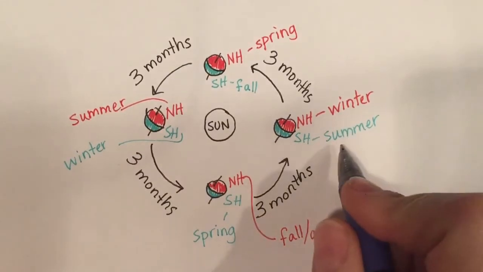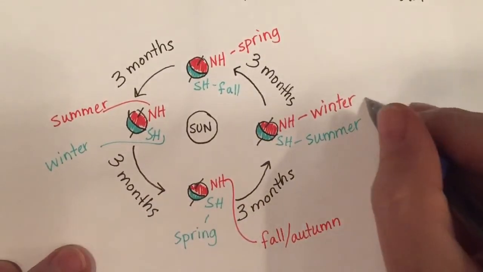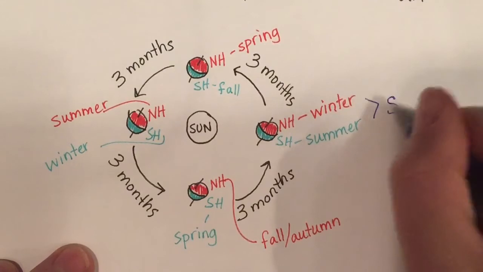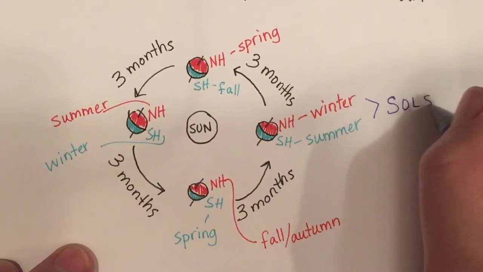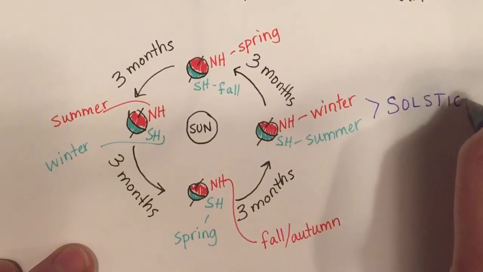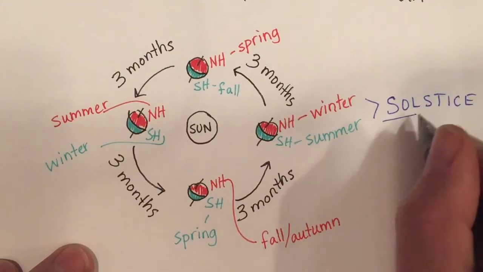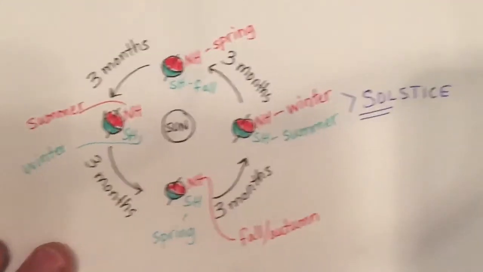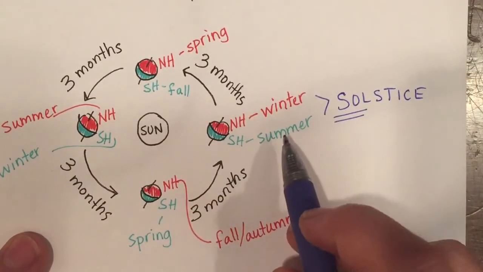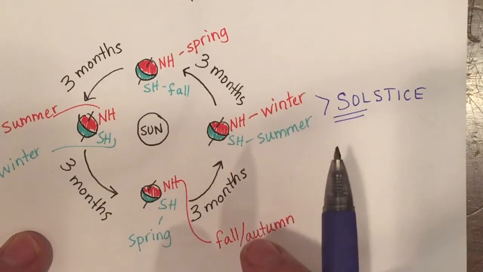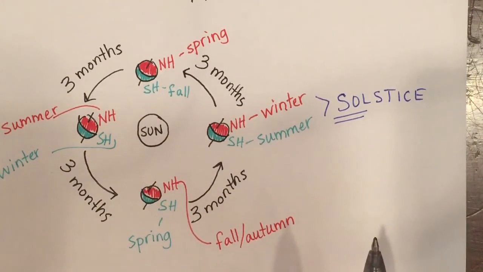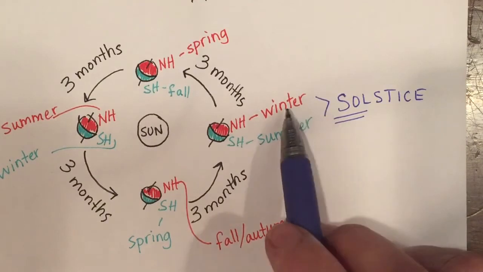In the winter and in the summer, we call this the solstice. We call it the solstice, sol meaning sun, because in the winter and the summer, we either have a lot of sun or very little sun. Solstice, winter and summer.